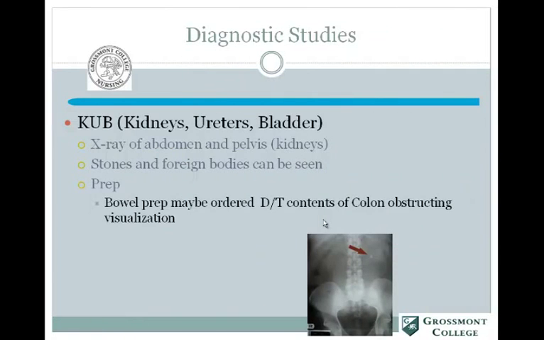KUB, you'll hear this ordered, and that's an X-ray. It stands for kidneys, ureters, and bladder. So all it is is an abdominal pelvic X-ray. And they may order a bowel prep for this, because if there are contents in the colon, it's in front of the kidneys and the bladder, so it may block it. So they probably will have to do a bowel prep here.